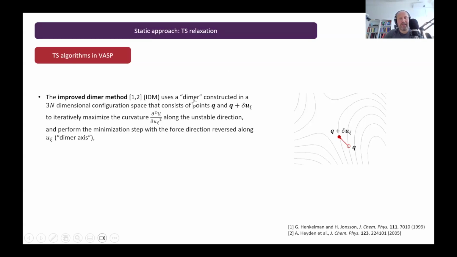The word dimer here is because the basic object that it uses is a dimer constructed in 3n-dimensional configuration space. This dimer consists of point Q, the structure that is initially provided by the user, and Q shifted along the unstable vector by some small step, delta. The size of this step is typically something like 0.01 or 0.02, something that you also use in vibrational analysis when you use finite differences, of course.